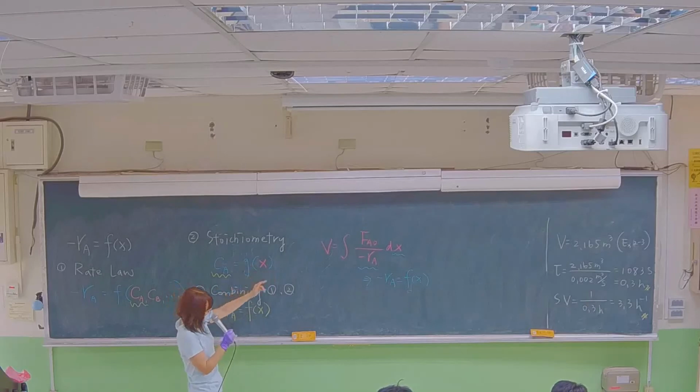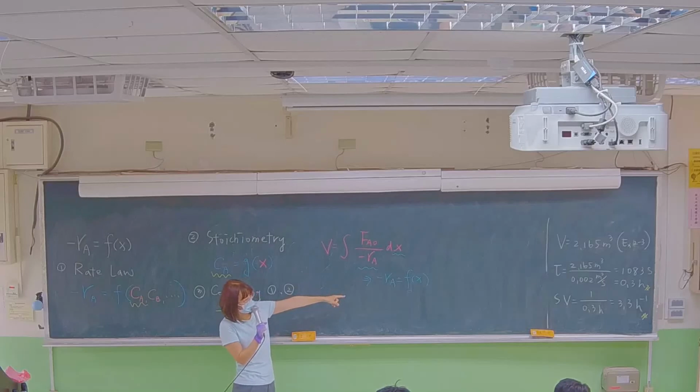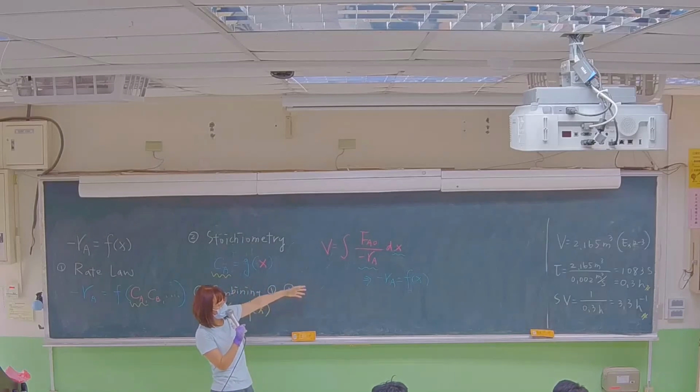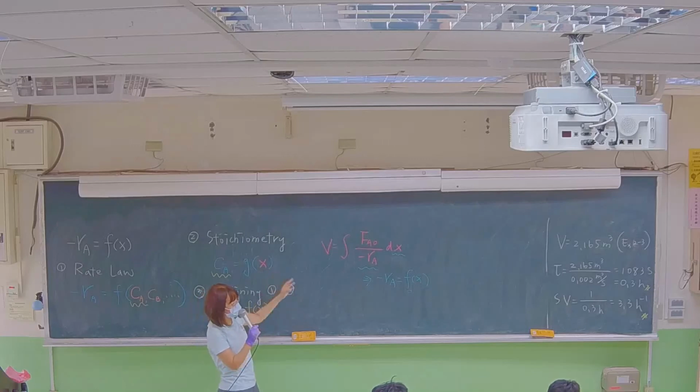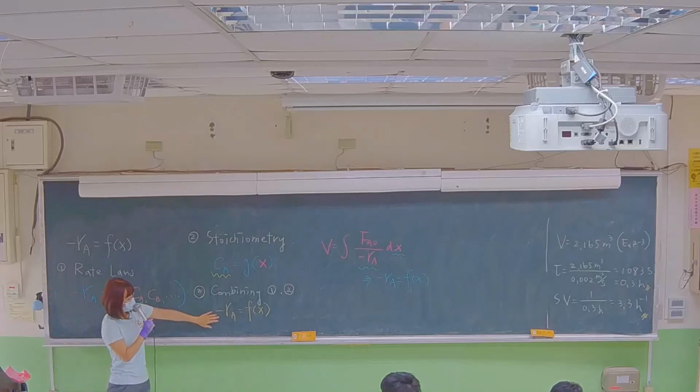Okay, but if you can write the reaction rate as a function of x, then you can do the integral directly. You don't have to use approximation. You don't have to use a 3-point or 5-point formula to find a similar result. You can find an accurate answer by using this one. Okay, so that is the purpose in chapter 3. Find this one.